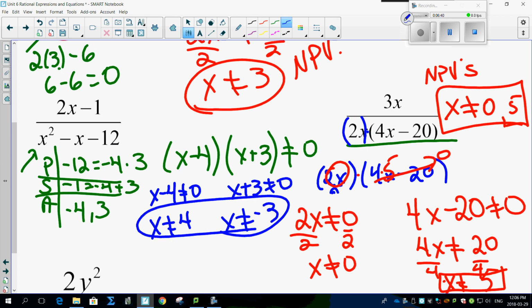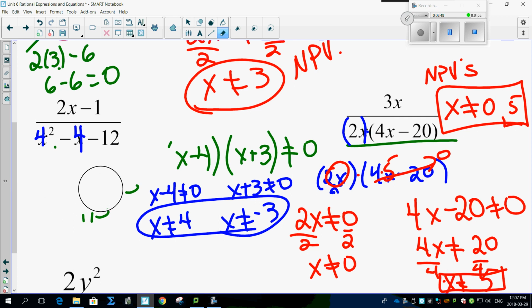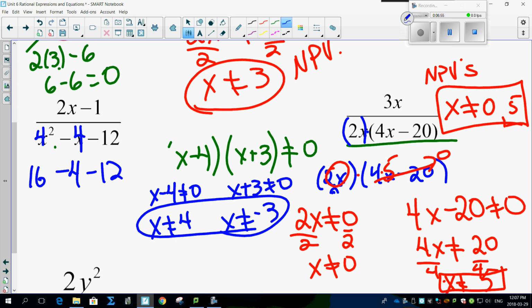You could try it. Put a 4 in here. Look, 4 squared is 16, right? Let me just clear this out a little bit here. 4 squared is 16. 16 minus 4 minus 12. Well, 16 minus 4 is 12. 12 minus 12 is 0. And that's basically saying you can't do that. That's not allowed.